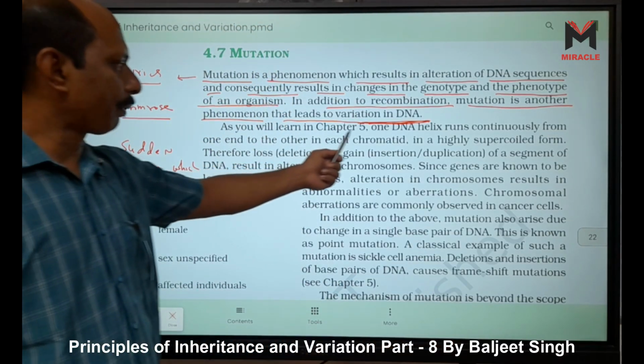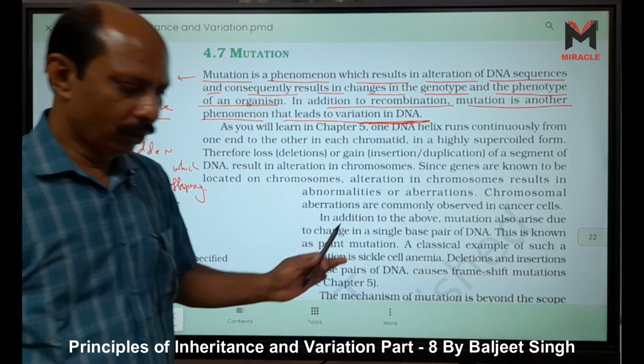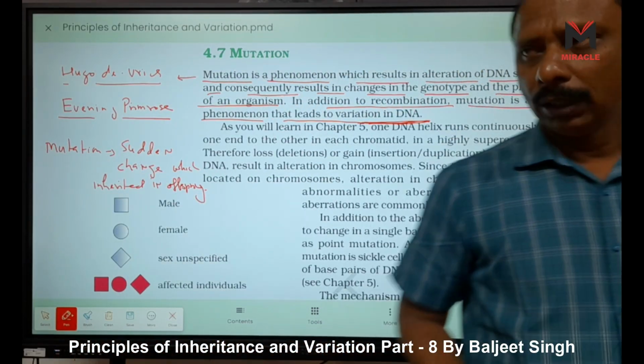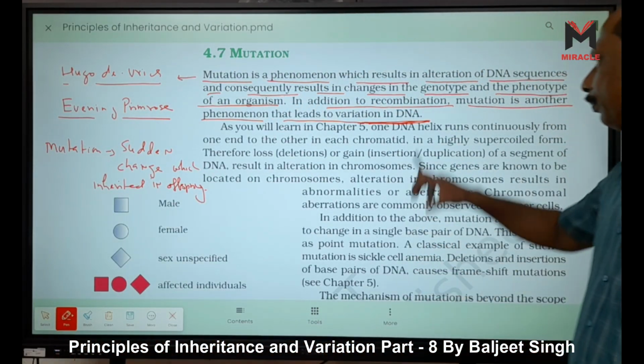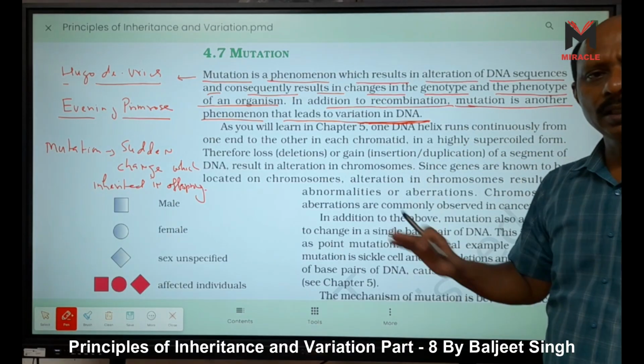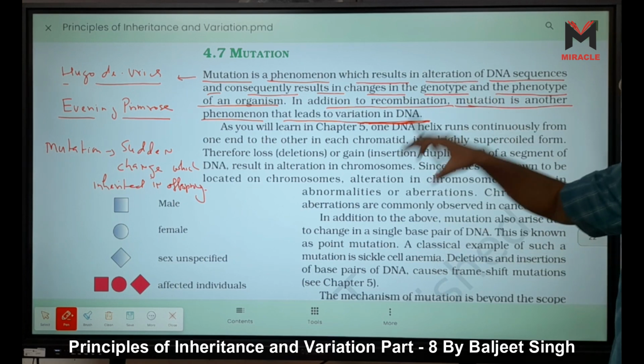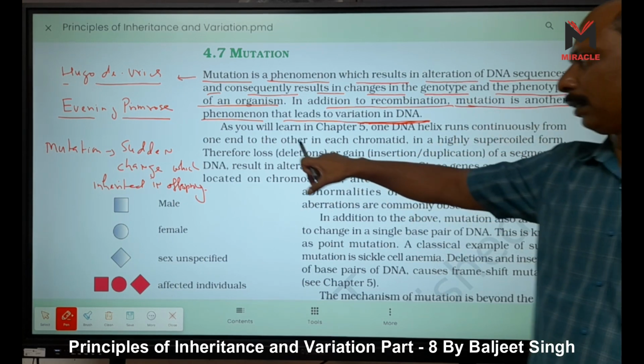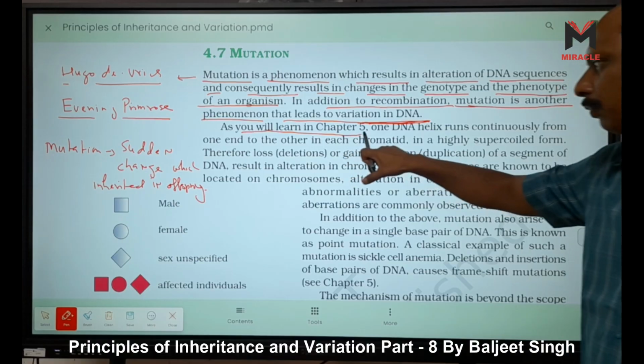As you will learn in chapter 5, I will tell you the details when we study mutation briefly, the different types of mutation. We will discuss it in the next chapter, the 5th chapter. This is our 4th chapter. We will read this in chapter 5.